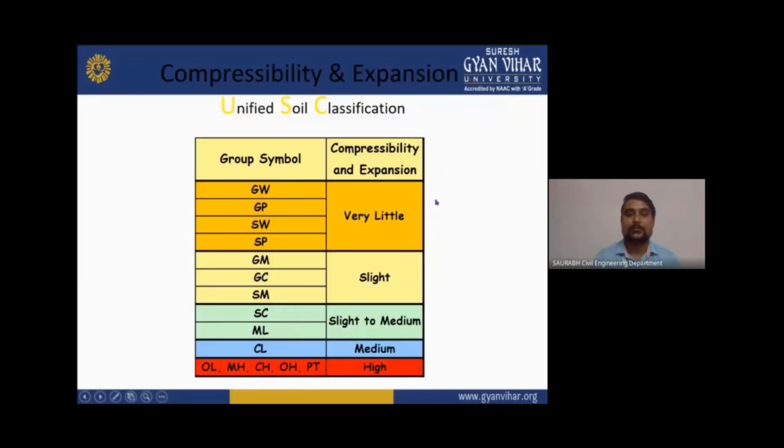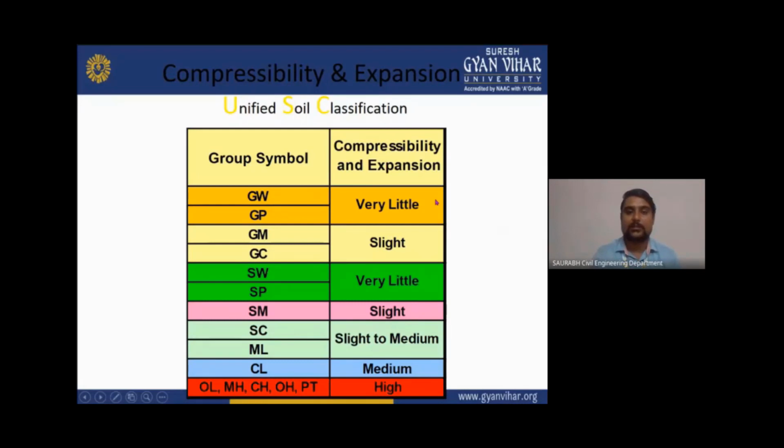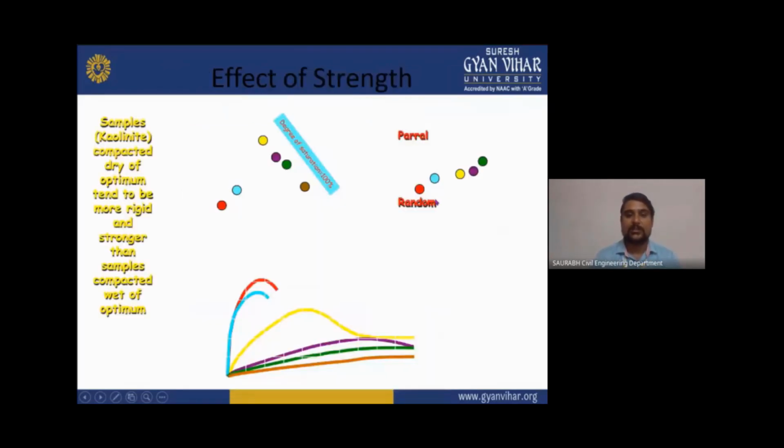This graph is showing it. Now we will see the compressibility and expansion of the unified soil classification. Here is a group symbol which is also showing the compressibility and expansion of these soils. As you can see here, these five soils will give very little, and this is very slight, and this will be slight to medium and medium to high. And this is also the group symbol which is showing the compressibility and expansion relationship of these soils. Now you can see here what will be the effect on the strength.